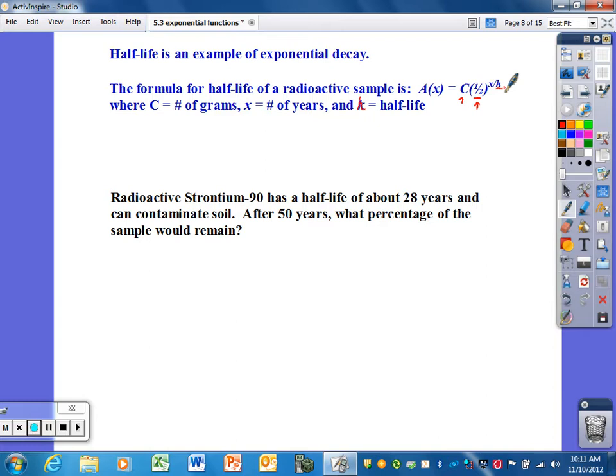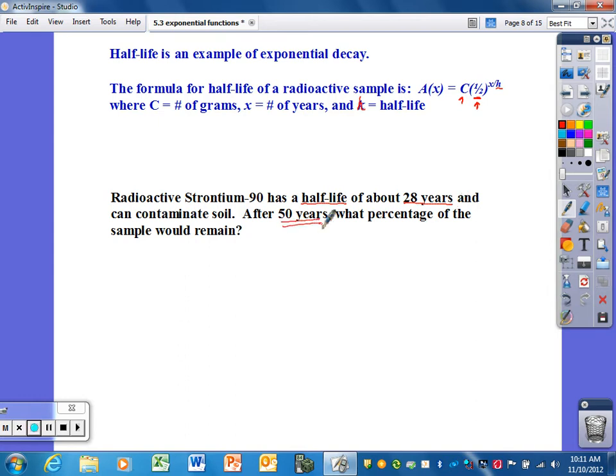Radioactive strontium 90 has a half-life of about 28 years. So my half-life is 28 years. In other words, it means the element will decay half as much every 28 years.